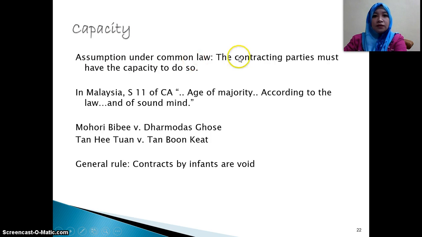The next element is capacity. Assumptions under common law: the contracting parties must have the capacity to do so. In Malaysia, Section 11 of the Contract Act requires the age of majority according to the law and a sound mind, which means in order for an individual to be bound by a contract, the age of majority is 18 years old and the person must be of sound mind. Refer to the cases Mohori Bibee versus Dharmodas Ghose and Tan Hee Tuan versus Tan Boon Kit. Contracts by an infant are void, which means you cannot have a contract with anyone who is below age.